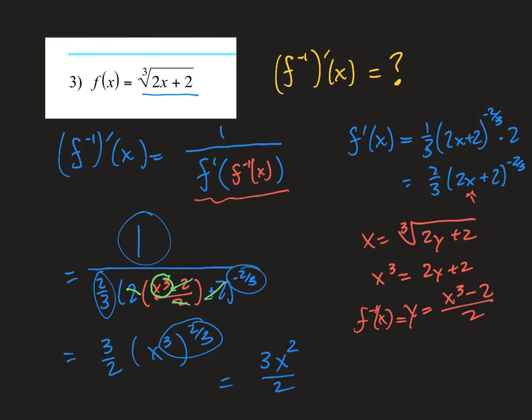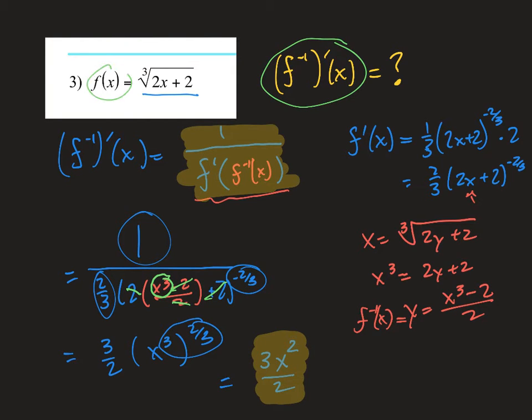Our method for finding this 3x squared over 2 was simply to use our inverse derivative formula, 1 over f prime of f inverse of x. Okay, so that's one method for finding this derivative of the f inverse. Our job was to find this thing, the derivative of f inverse given f of x. I'm going to show another method, which we've also been working on, which involves implicit differentiation.